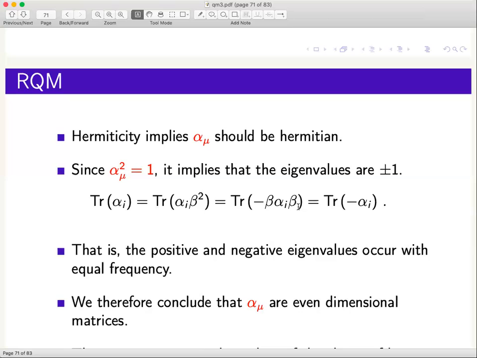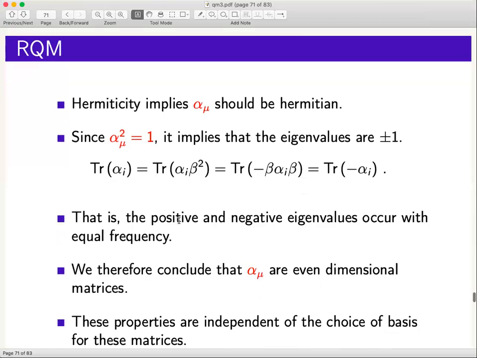Now you may say that, okay, one eigenvalue is plus 1, one eigenvalue is minus 1, third could be 0. Well, that wouldn't be correct, because the matrix squares to identity. Therefore all the eigenvalues should be non-zero. So from that we learn that alpha must be an even dimensional matrix. If it's an n by n matrix, then n is an even number.